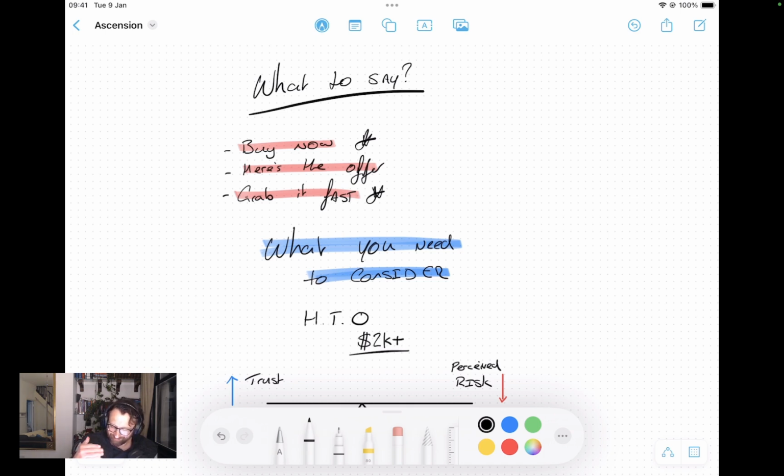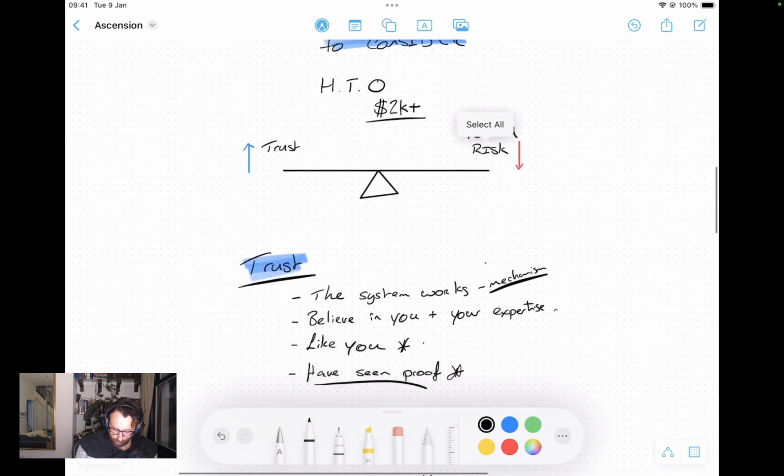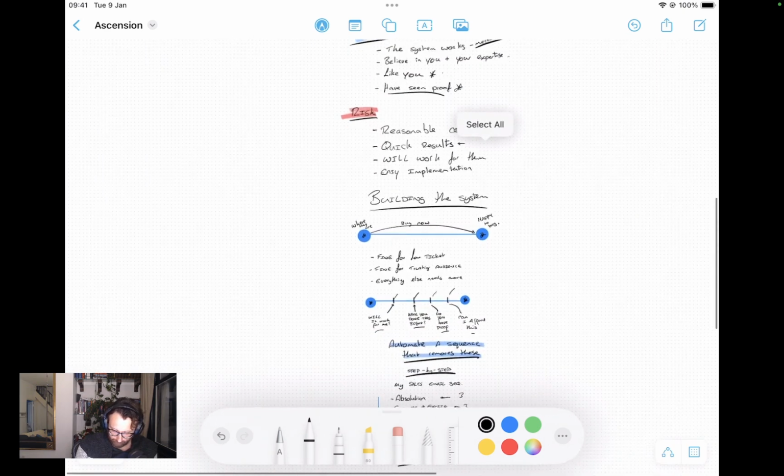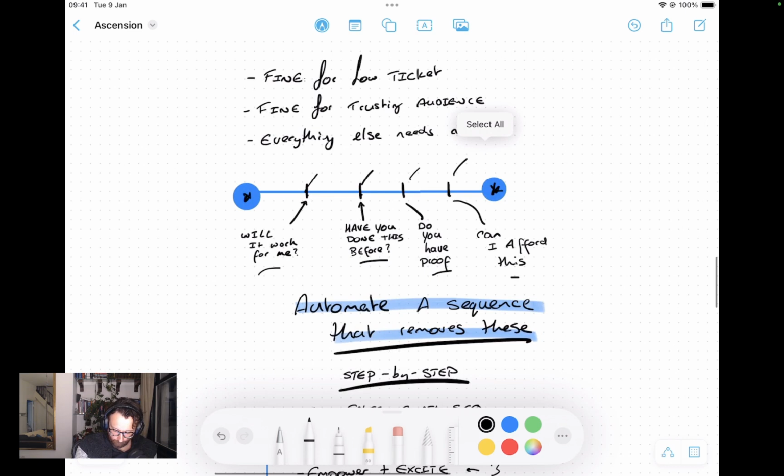All of this stuff. Different formats that are all focused around removing blocks and building trust so that somebody can get from where they are now to where they feel comfortable spending high amounts of money with you as quickly as possible.